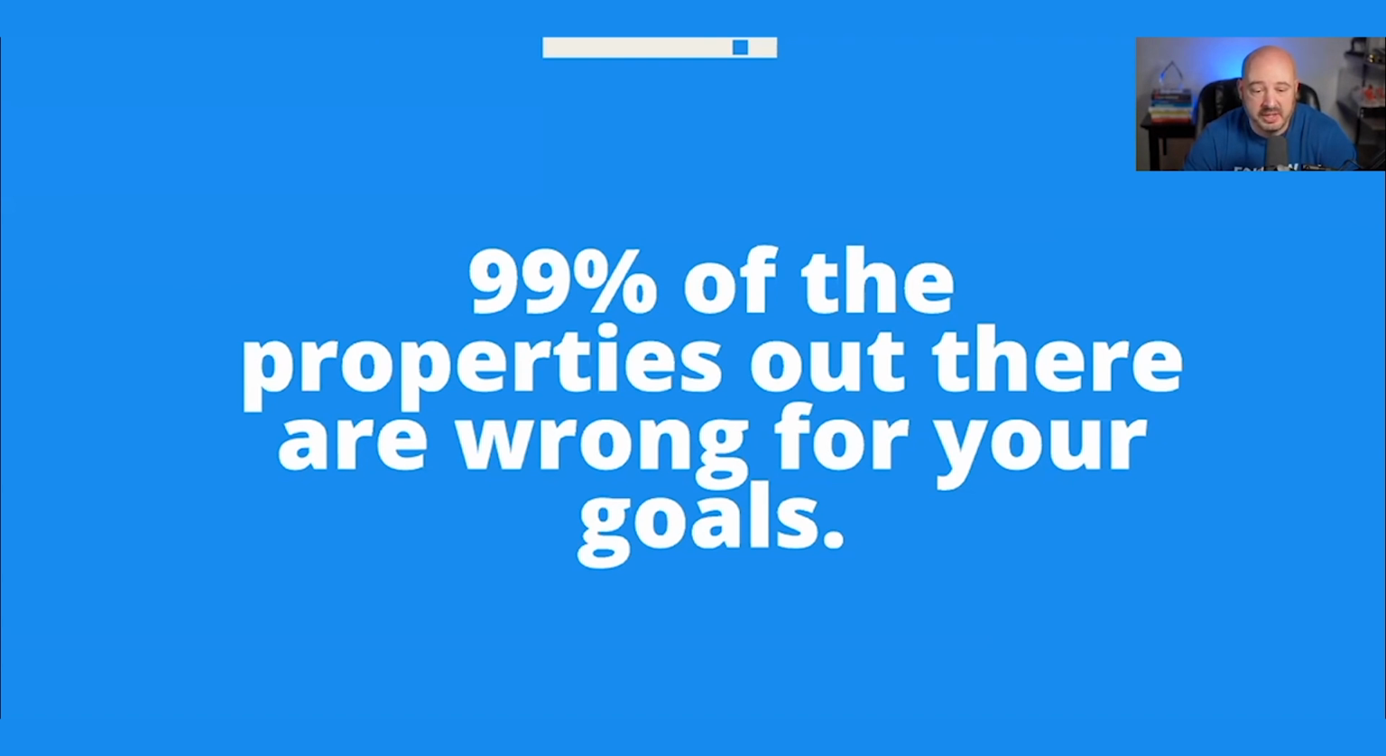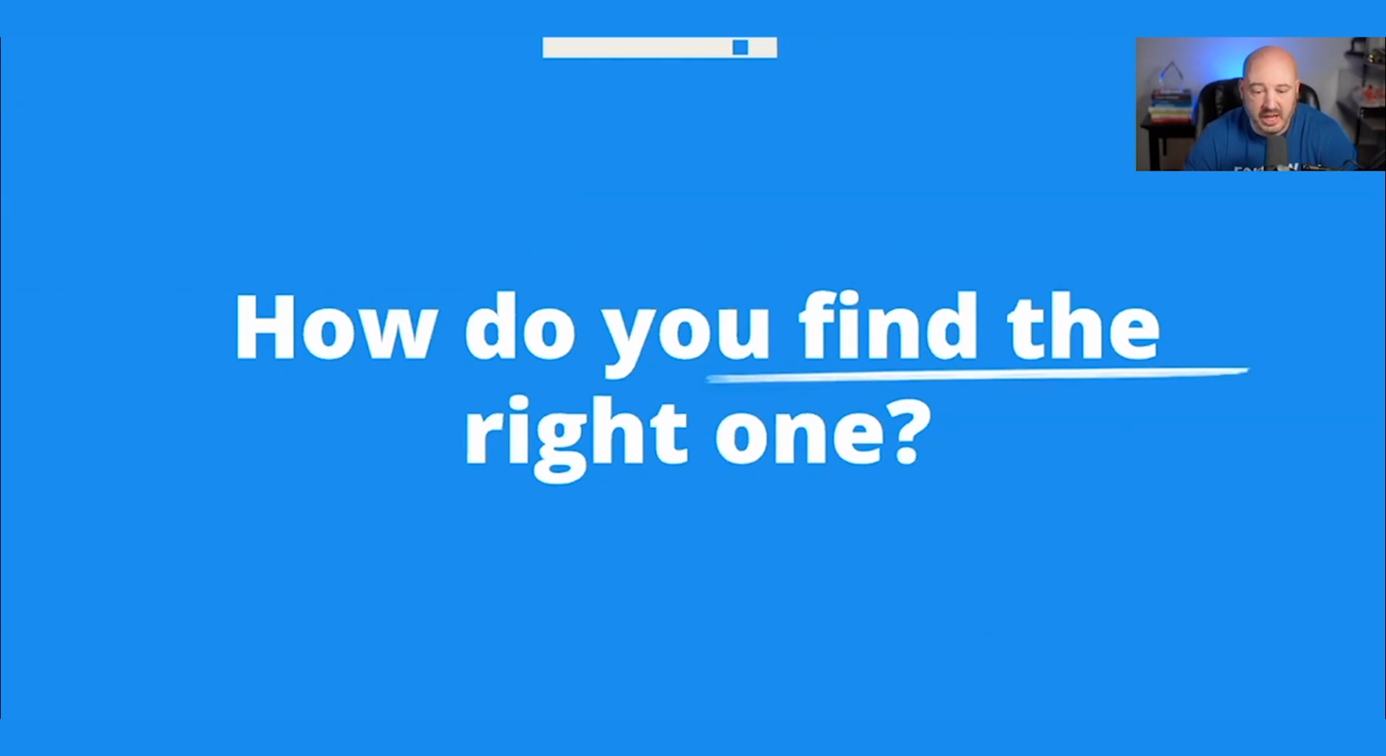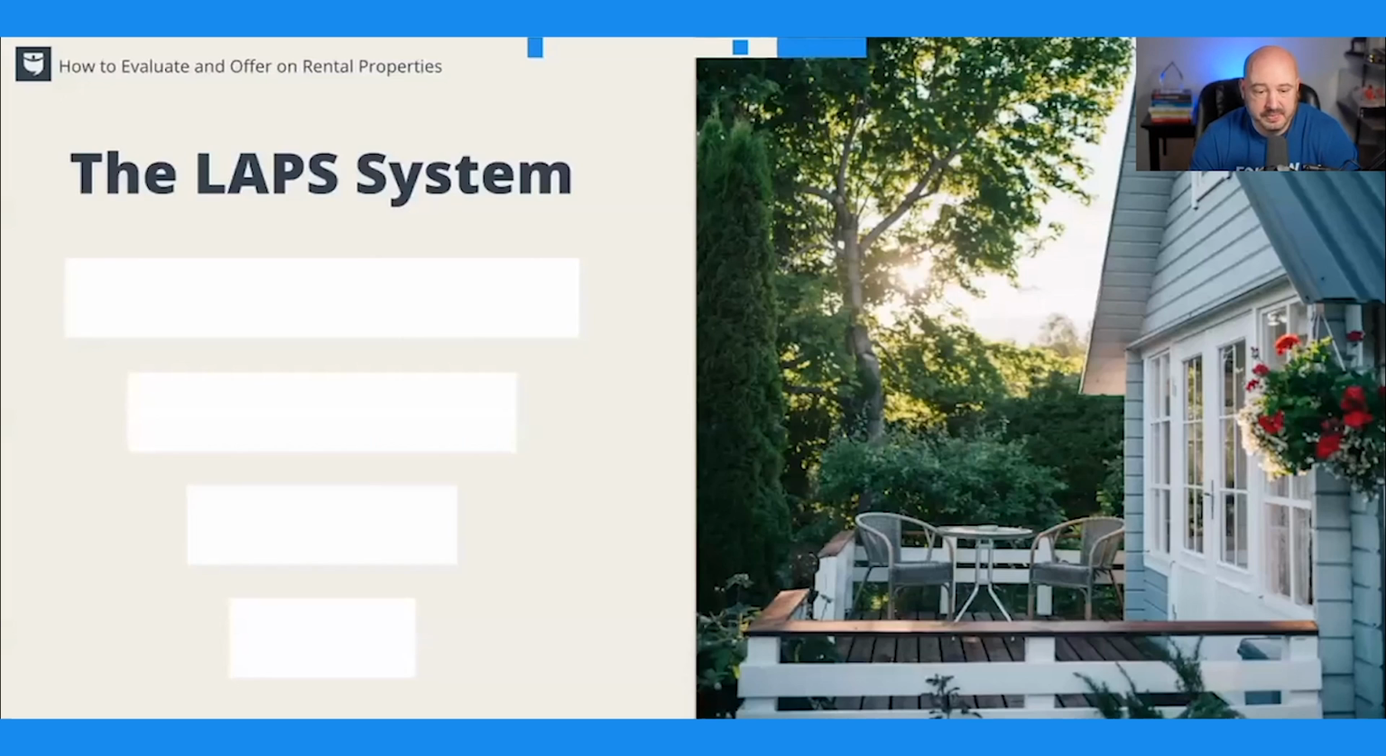What we're going to talk about is how to identify the right property for the goals that you have, isolate it, and then pursue it. So how do you find that right one? Well, first off, we're going to talk about the LAP system. This is a very simple way that you can get anything done. Anytime I start a new business, I run through a mock setup of the LAP system, right? So this works for real estate, but it works for anything else where you're going to try to accomplish a goal. You start off with leads.